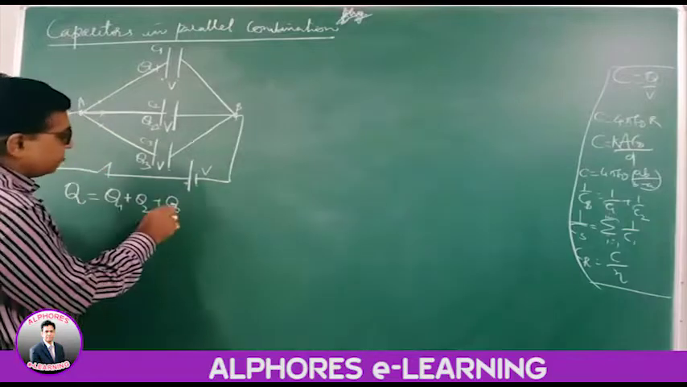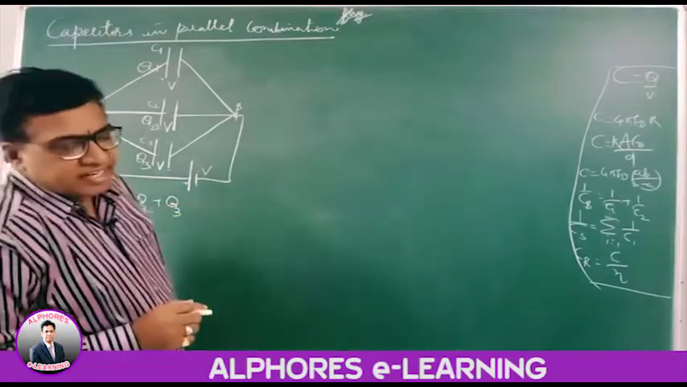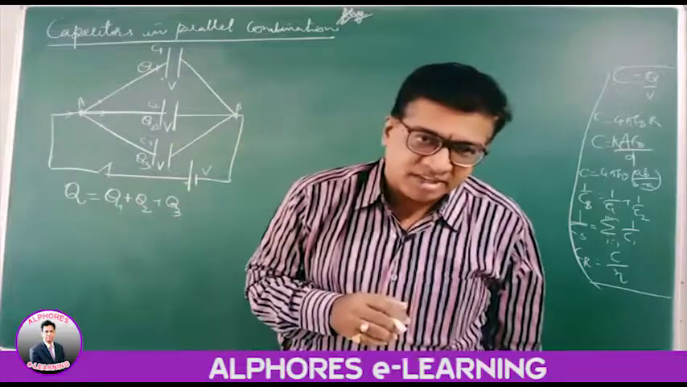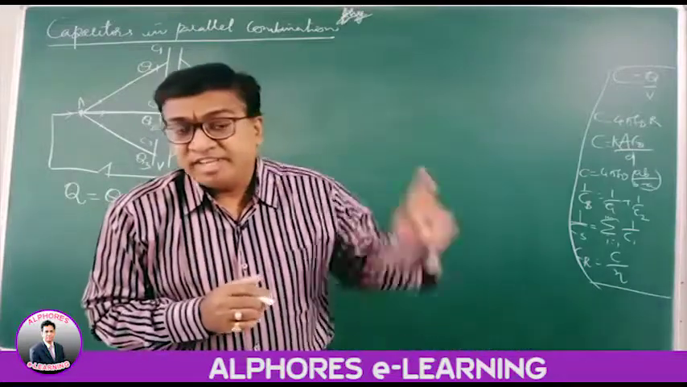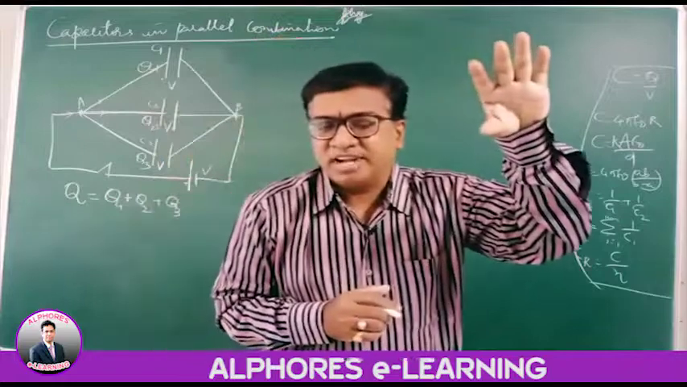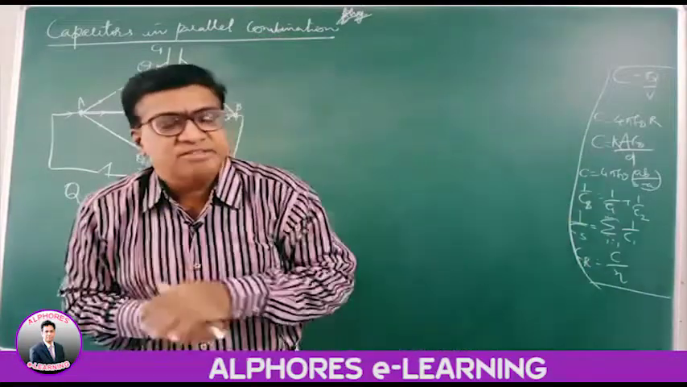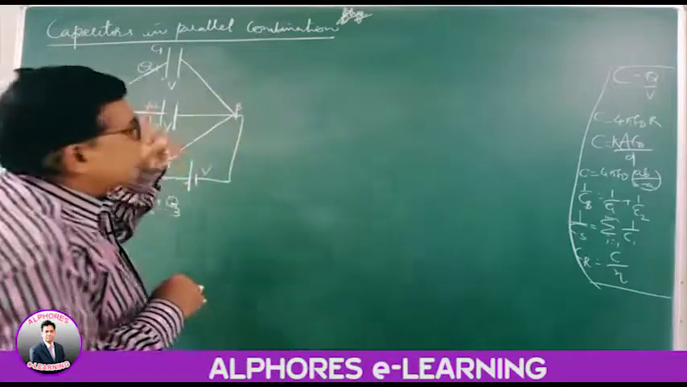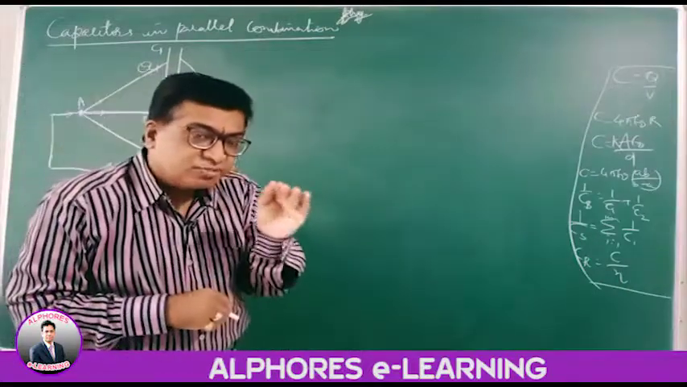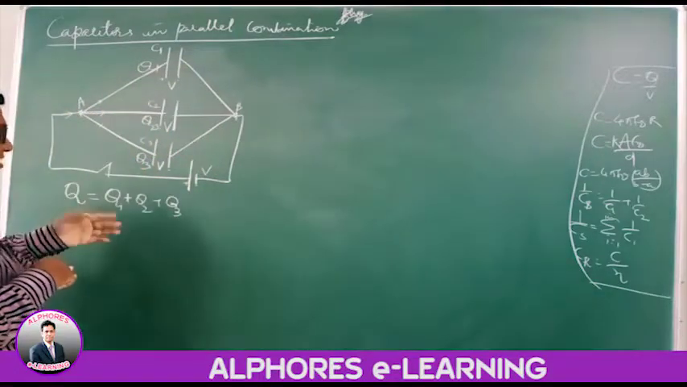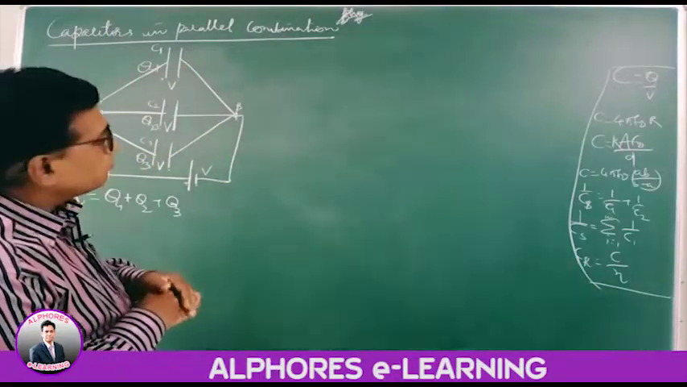You remember, in a parallel combination, the total current or total charge is the sum of the individual charges or currents respectively. In series, I was telling you, the charge remains constant and the potentials are different; the resultant potential is the algebraic sum of the individual potentials. But in a parallel combination the potentials are the same and the charges are different. So the total charge is the sum of the individual charges.